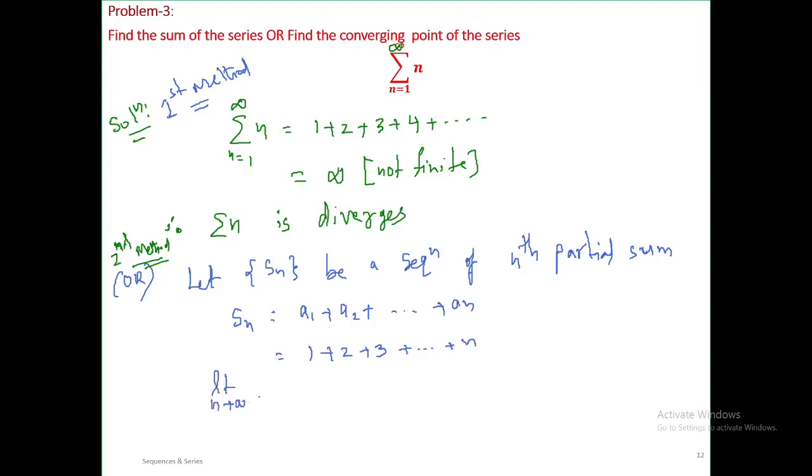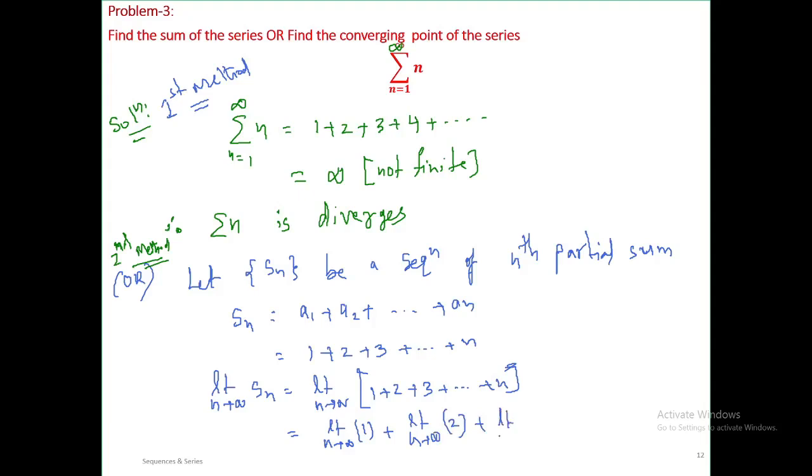Now what is the limit as n tends to infinity of Sn? Sn will be 1 plus 2 plus 3 plus up to so on plus n. Now let us apply the limit separately. So the limit as n tends to infinity of 1. By the sum rule, the limit can be applied separately. And the limit as n tends to infinity of 2, right? Plus the limit as n tends to infinity of 3, like this. Actually it goes on like this.